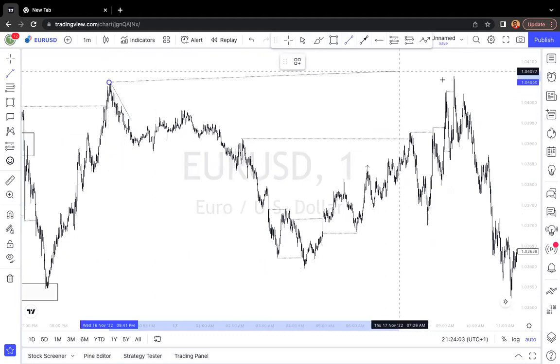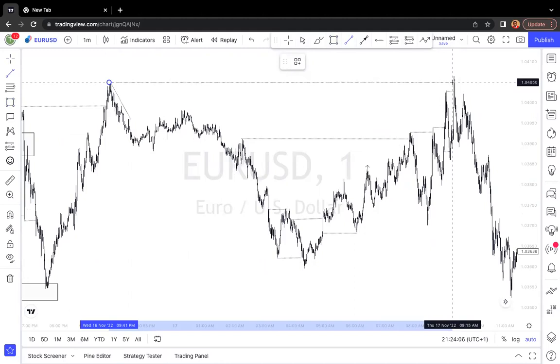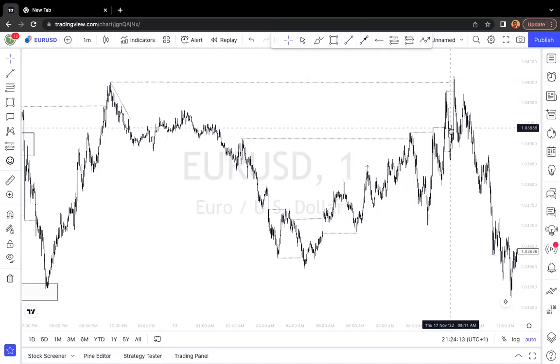Which is major liquidity. Because it is major liquidity and it is a PDH, automatically it only makes sense to now expect a bearish move. Yeah, Oga Peter, you have a question.